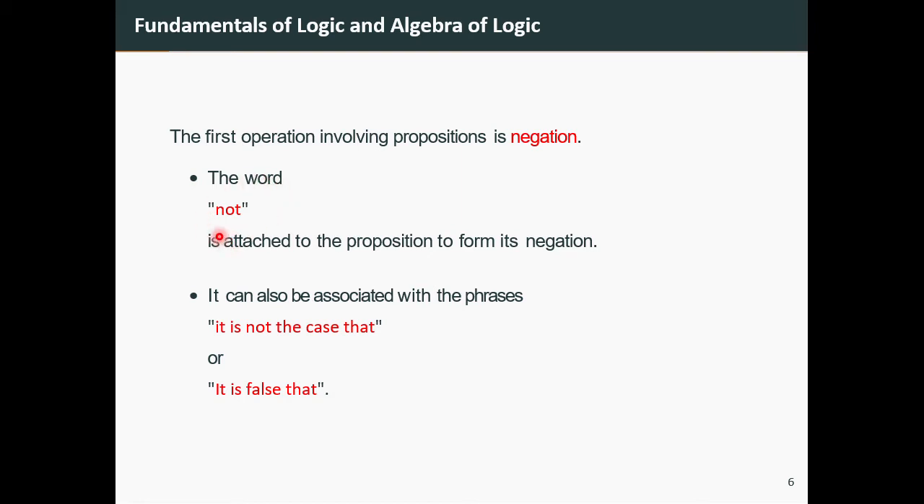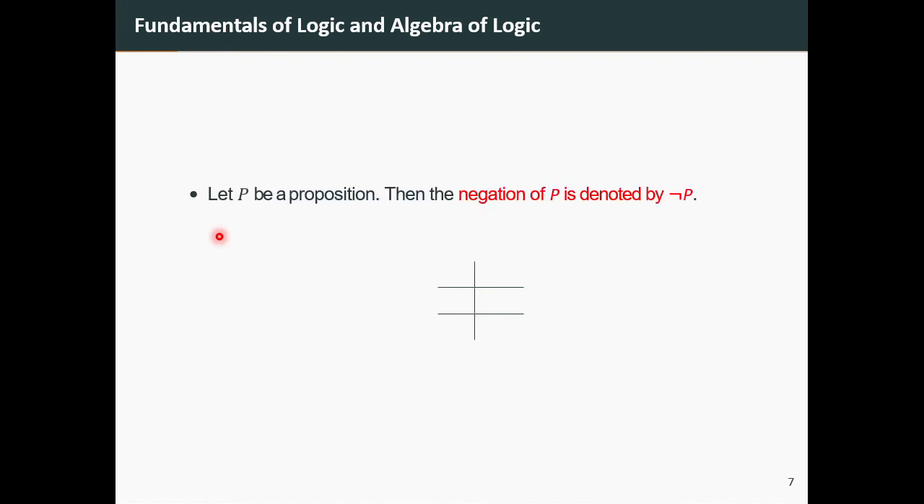Now let's discuss how to get the truth values of negations. So suppose that our proposition is P, then the negation of P will be denoted by this symbol. We will read this symbol as not P.